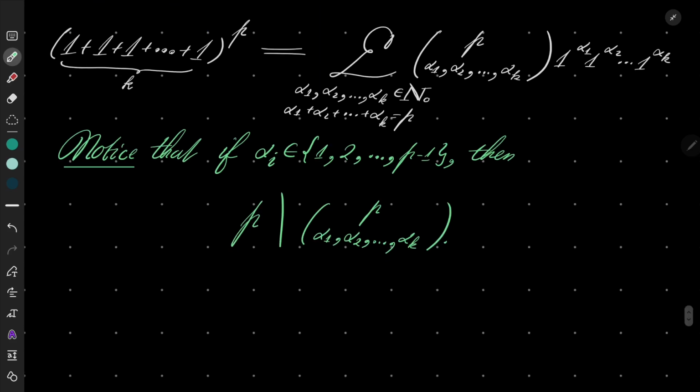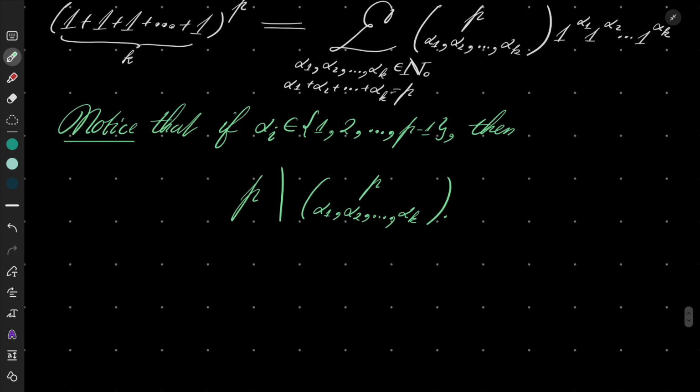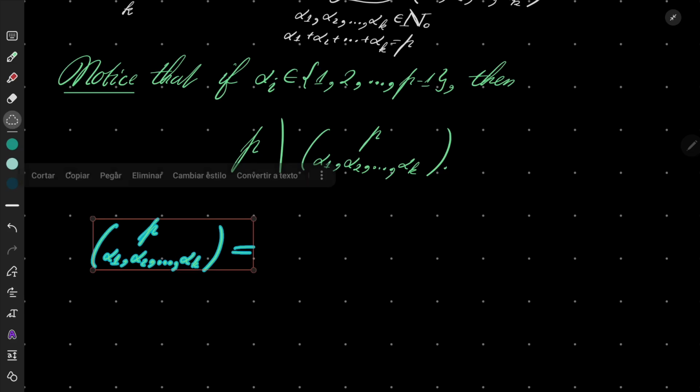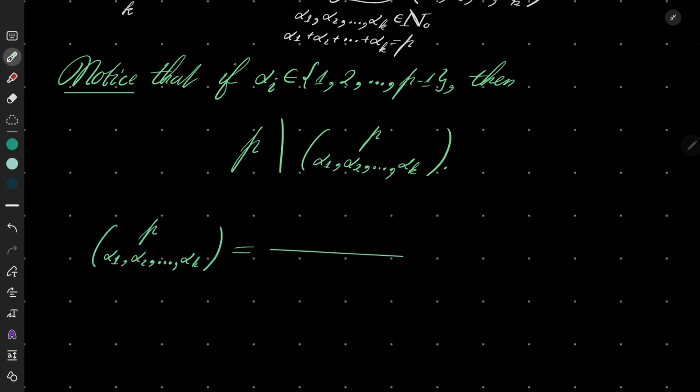Well, why is that? Well, we know that every multinomial coefficient is an integer, I should have mentioned it. And now we know that p choose alpha 1, alpha 2, and so on, alpha k can be written as the fraction p factorial over alpha 1 factorial, alpha 2 factorial, and so on, alpha k factorial, and we know that it's an integer.